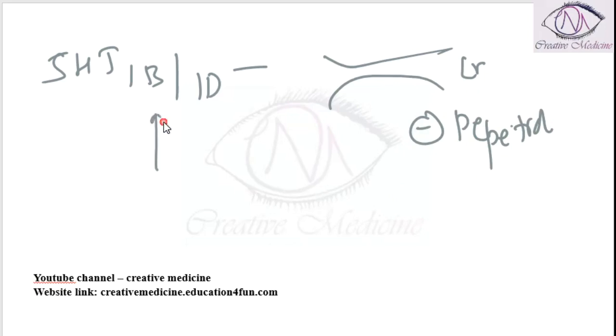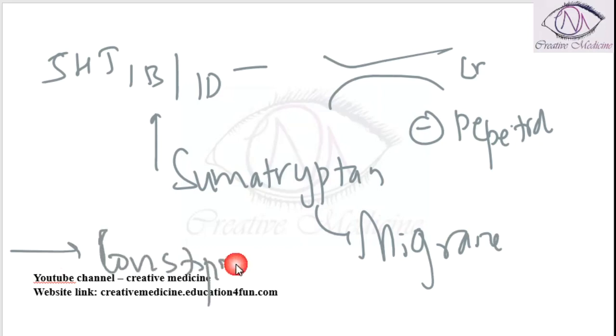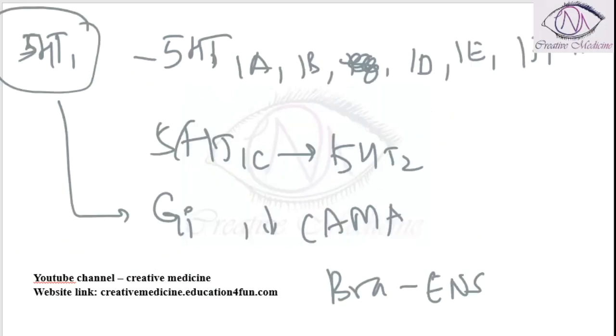So this 5-HT1B/1D acts through this 5-HT1B/1D. Sumatriptan is the drug which acts, and it is used in the pathogenesis of migraine. This 5-HT1 is also used in the pathogenesis of constipation also. This is 5-HT1.